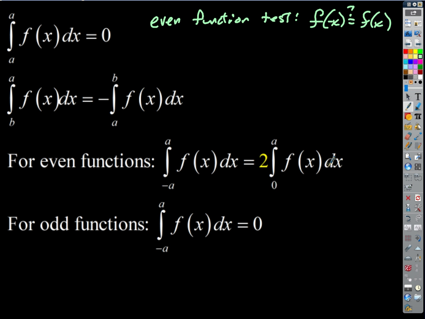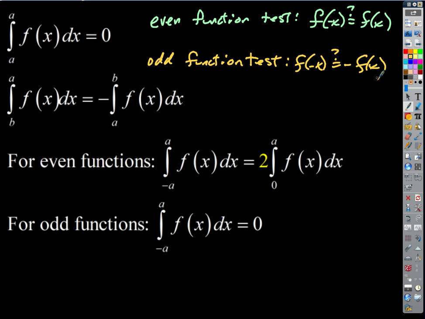And even better than that, if it's an odd function, and remember our odd function test is f of negative x is equal to negative f of x. Odd symmetry is rotational symmetry about the origin. If that's true, then we know that the area to the left of the y-axis is going to be the opposite of the area to the right of the y-axis, and if we're integrating over these symmetric limits, we know we're going to get 0 every time. Okay?